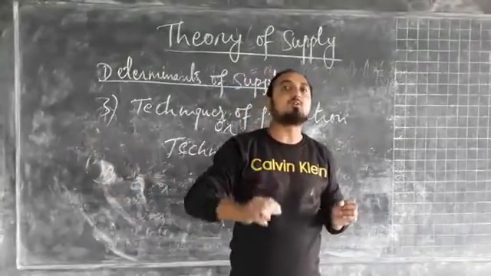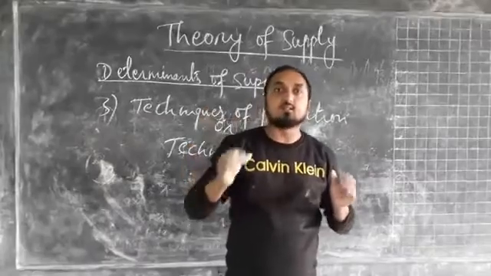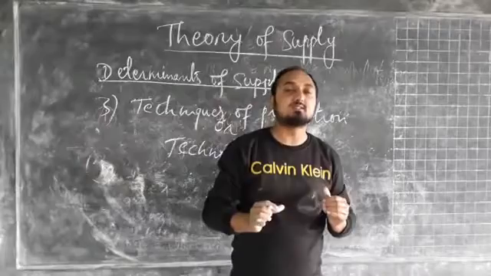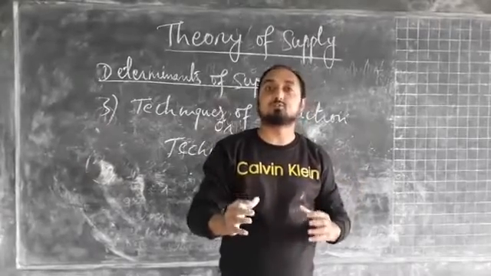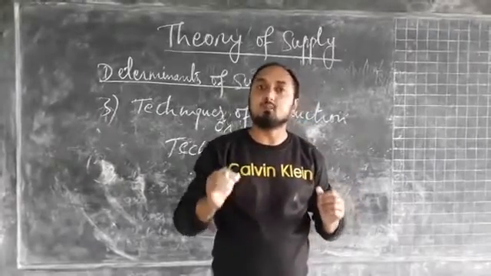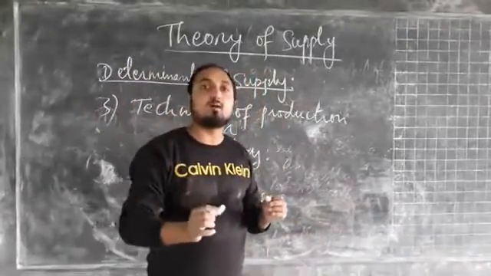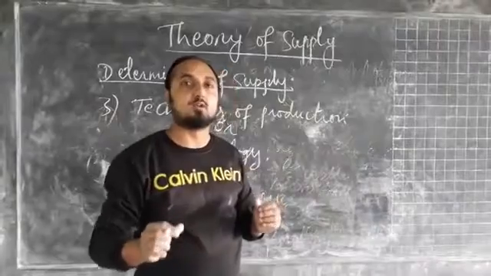So if the per unit cost of production decreases, then their profit margin will increase, and when the profit margin increases, that will motivate the producers to produce more and supply more in the market. So here techniques of production is also one of the important factors to affect the supply of a commodity.